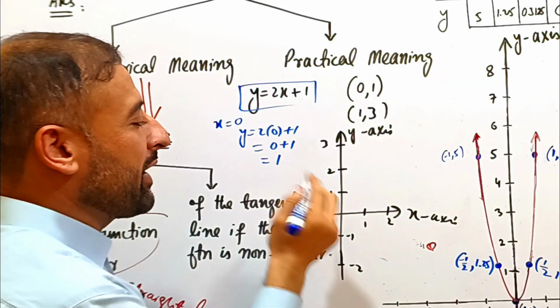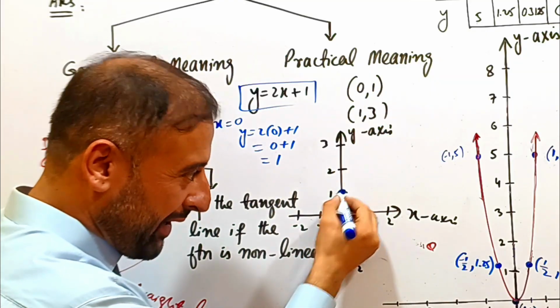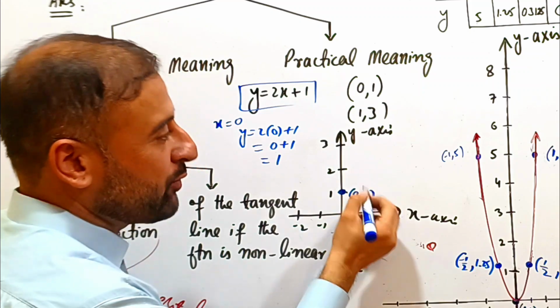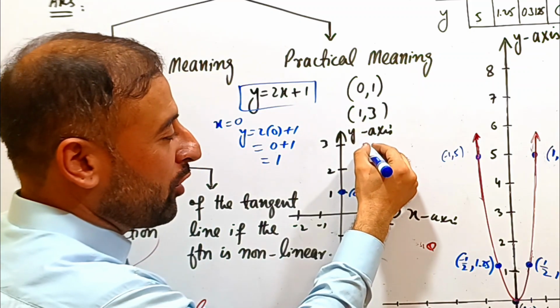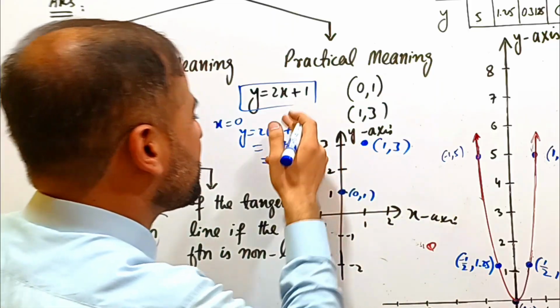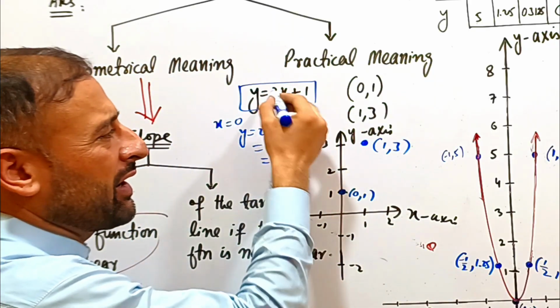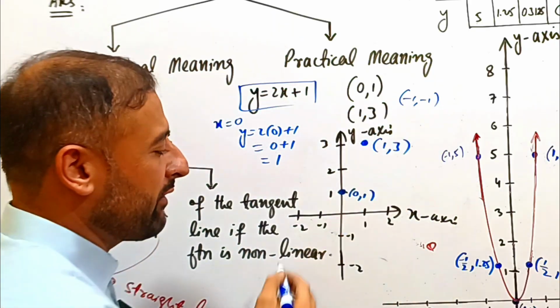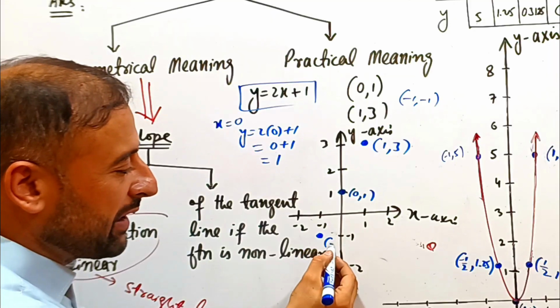This point is 0, comma 1. Next point is 1, comma 3. Hopefully you understand the 1, comma 3 point. And students, minus 1, minus 1. If you put x is minus 1, y will be minus 1. This will be the point.